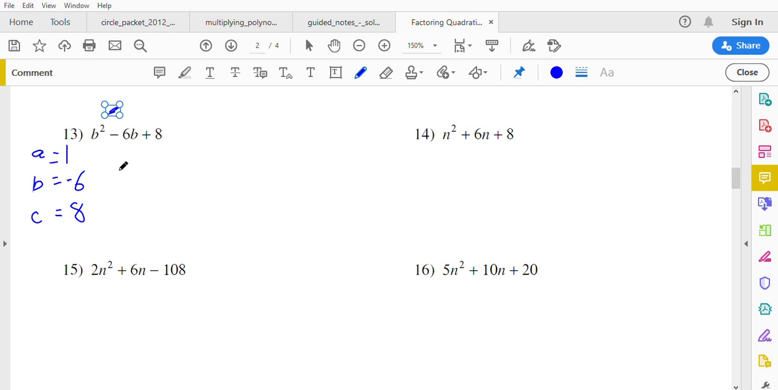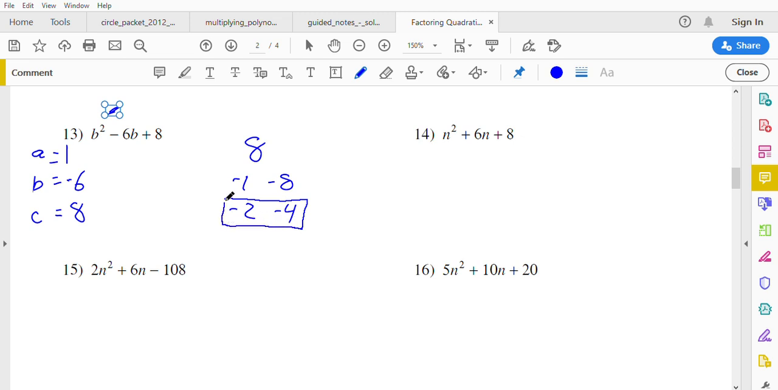So if A doesn't equal 1, there's some other things that we're going to have to do. Once we saw that A was equal to 1, we were looking for the factors of this number, the C term, that add up to the B term. In this case, since our B term is negative, we just need to look at the negative factors. So -1 and -8 and -2 and -4. And these were our factors right here.